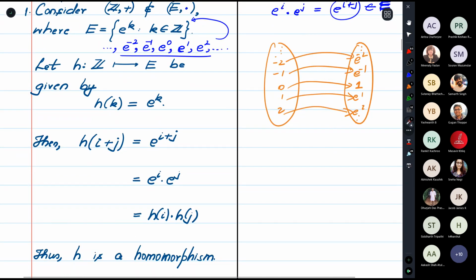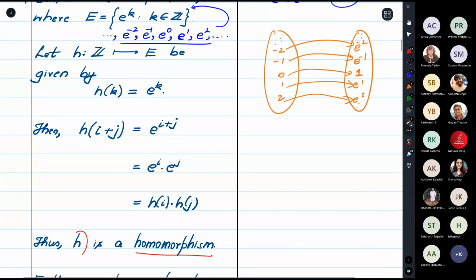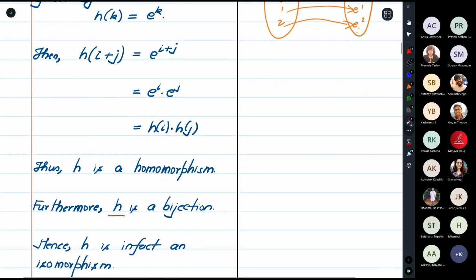So you can see that if you take two elements from the domain set and perform the operation, whatever is the result, the output of that under h is the output of you taking the individual outputs, that is h(i) and h(j), and performing the operation in set E. Is this okay? So in this case, one can see that because it satisfies this property, h indeed is a homomorphism. In fact, one can show that h is a bijection.